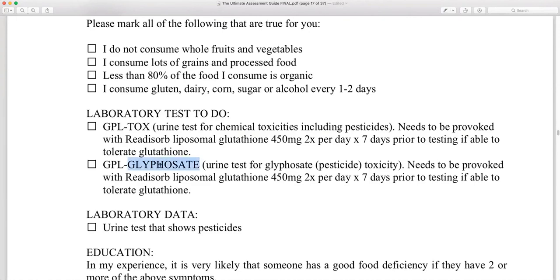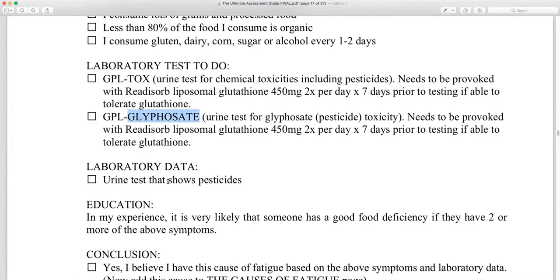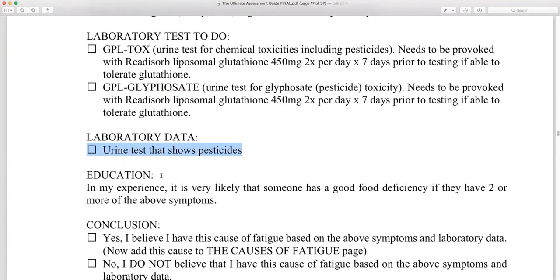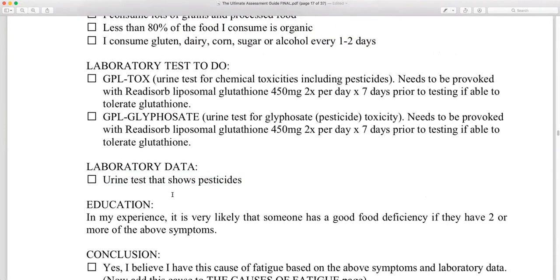And then the glyphosate, which is basically the active component in Roundup. So we're looking for pesticides, the pesticide toxicity for food toxicity. And this also needs to be provoked with the liposomal glutathione. And then if the urine test shows pesticides, that is significant. And then I say it's my experience and very likely that someone has a good food deficiency or food toxicity if they have 2 or more of the above symptoms.